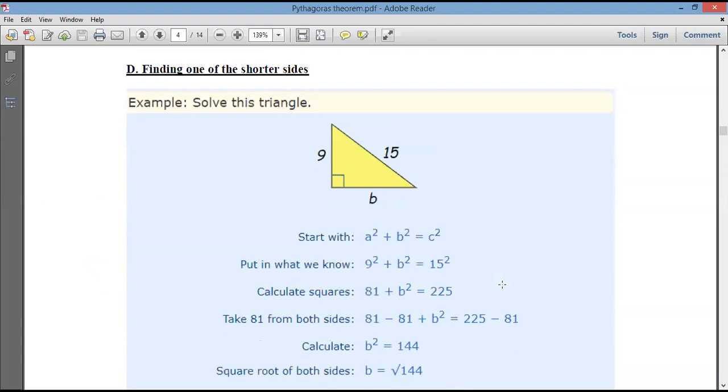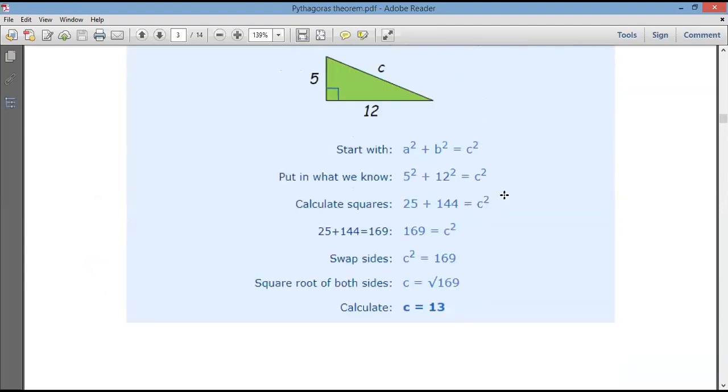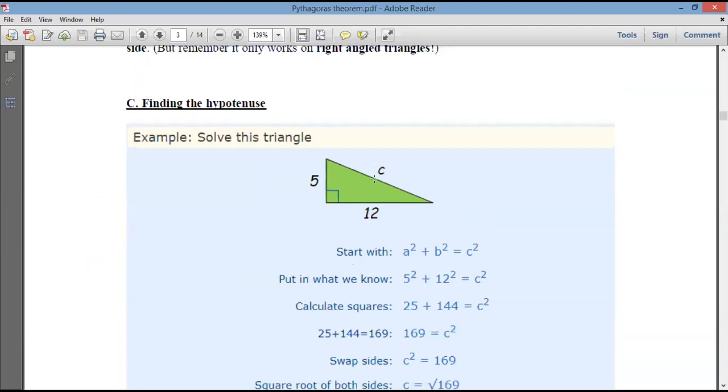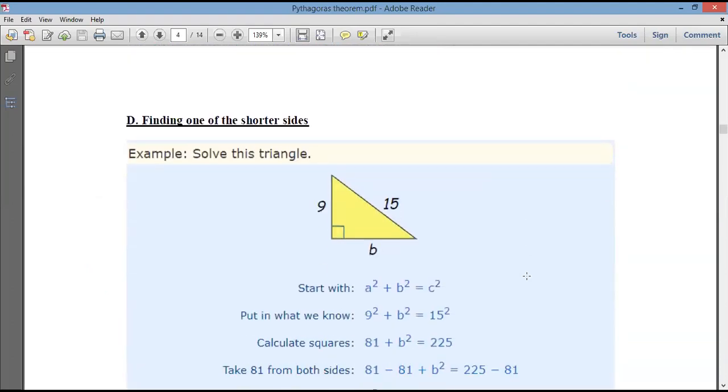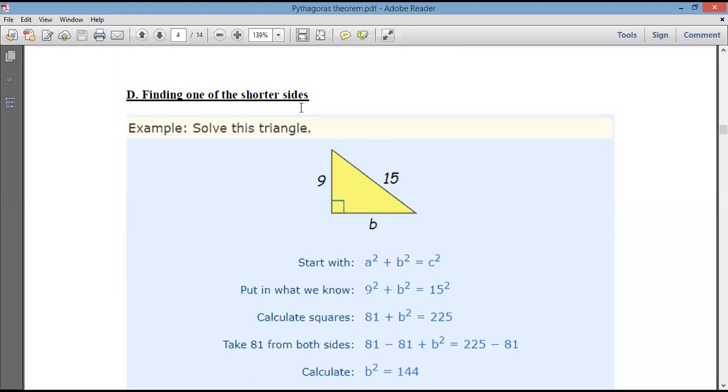Okay, another one. You have to solve this triangle. Just now for C, you used the Pythagoras theorem to find out the longer side, which is named as hypotenuse. But now for D part, you also use Pythagoras theorem to find one of the missing lengths, but now the missing length will be one of the shorter sides, either here or here. So now your job is to find out the length of B.